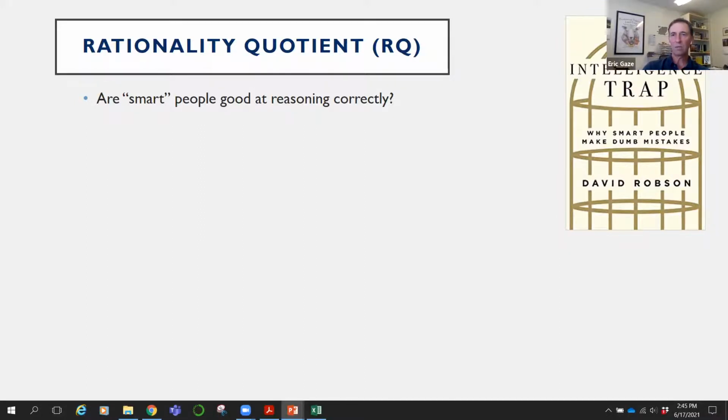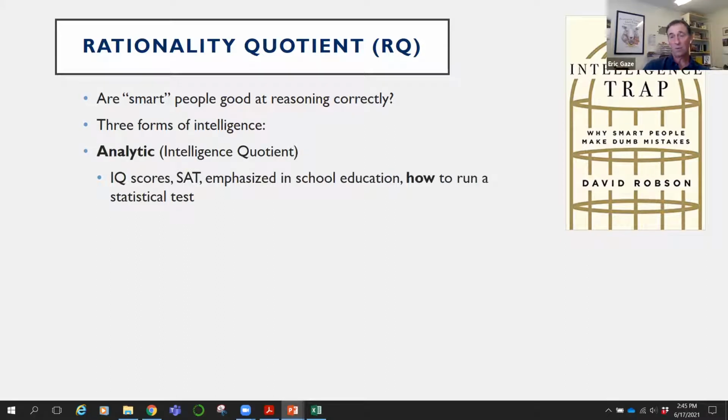I have smart in quotation marks here because there actually are 3 different forms of intelligence, but we're used to this analytic intelligence, the IQ quotient. It's what we typically develop or teach in schools. The SAT test is really about your analytic intelligence. For mathematicians, this would be teaching our students how to run a statistical test.